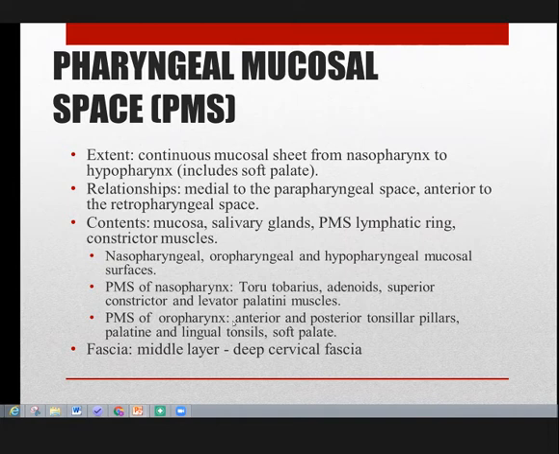cervical fascia. Okay. However, the entirety of this space is not completely fascia enclosed. Only its posterior and lateral margins are defined by the middle layer of the deep cervical fascia, but its airway side has no fascial margin. Okay.